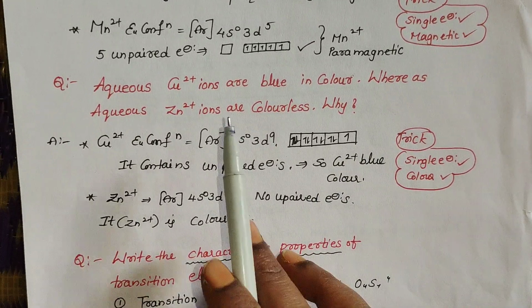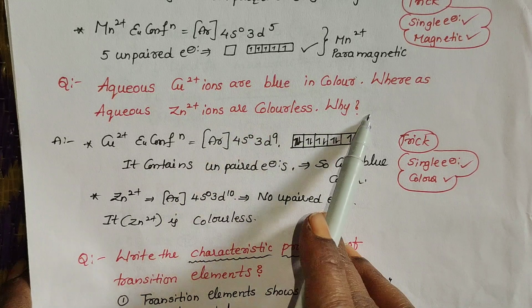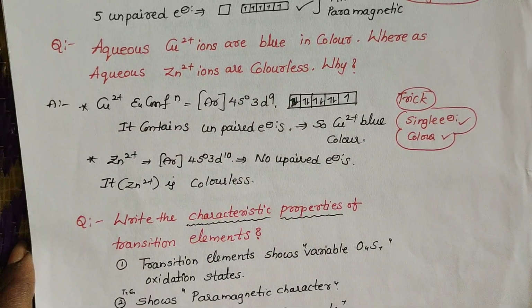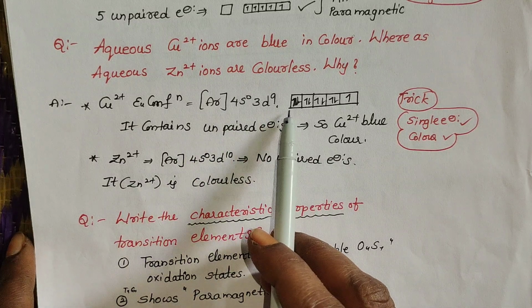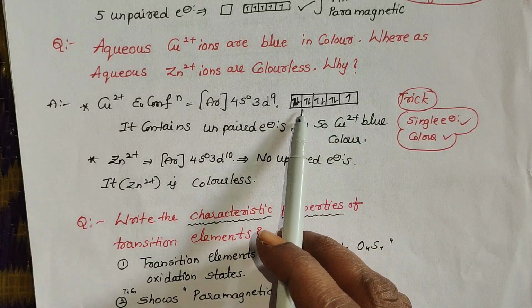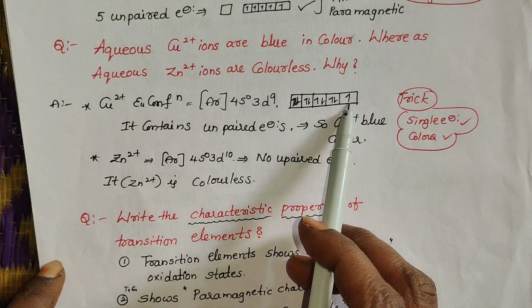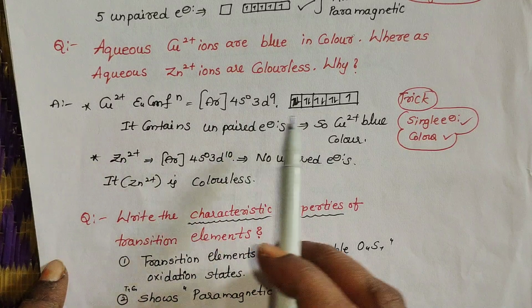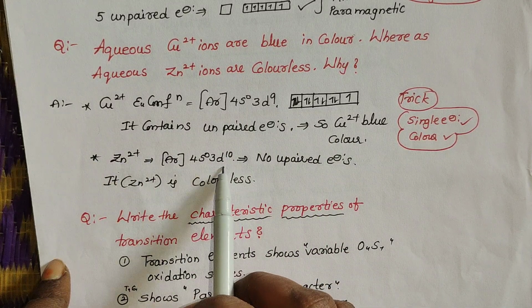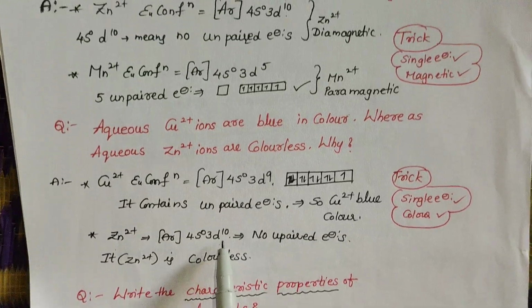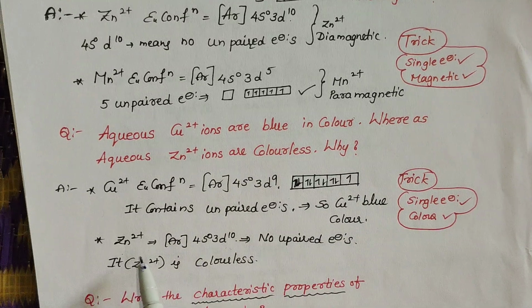Next: aqueous copper 2+ ions exhibit blue color, whereas aqueous Zn2+ ions are colorless. Why? This is also the same reason. The electronic configuration of copper 2+ is argon 4s0 3d9. If you fill the electrons, only one single electron is present in copper 2+, that is why it exhibits blue color. But in Zn2+, the fully filled 3d10 is there, same as in the previous question. That is why there are no unpaired electrons in Zn2+.